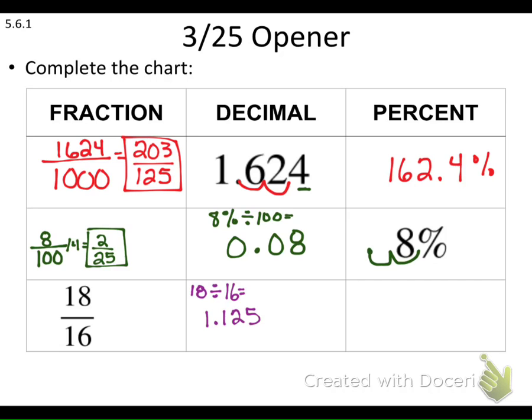Okay, now I need to change this to a percent. So from here, how do I change this decimal to a percent?